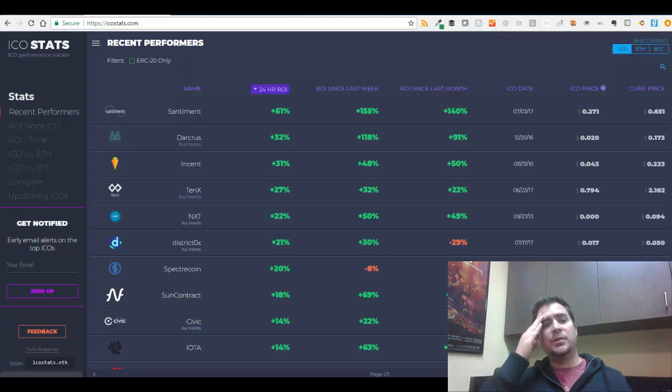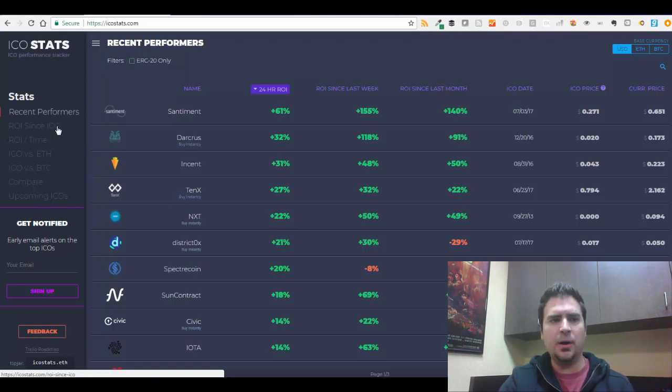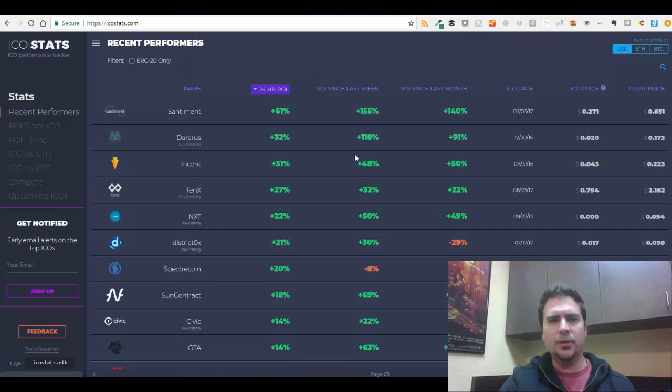And I use this really just to gauge how ICOs are performing and to gauge, what is the spread when you invest in an ICO. What is the potential? How high does that ICO go up, right? So let's take a quick look at this. And some of the recent performers you can see right here, but there's other things you can sort through. The ROI since the ICO launched, the ICO versus the time it launched, ICOs versus Ethereum, ICO performance versus Bitcoin, and so forth. And then you could kind of compare them together.